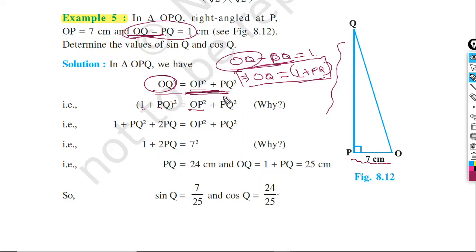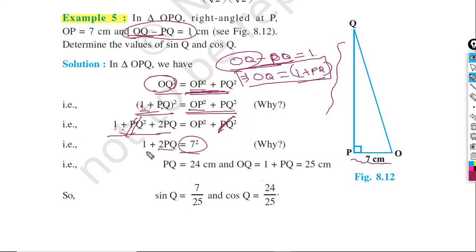Now you use the (A plus B) whole square formula. So 1 square is 1, PQ square is PQ square, and 2 into A into B is 2 PQ, equal to OP square plus PQ square. Now look at it, PQ square and PQ square will be cancelled. Now 1 plus 2 PQ equals 7 square. Very nice.